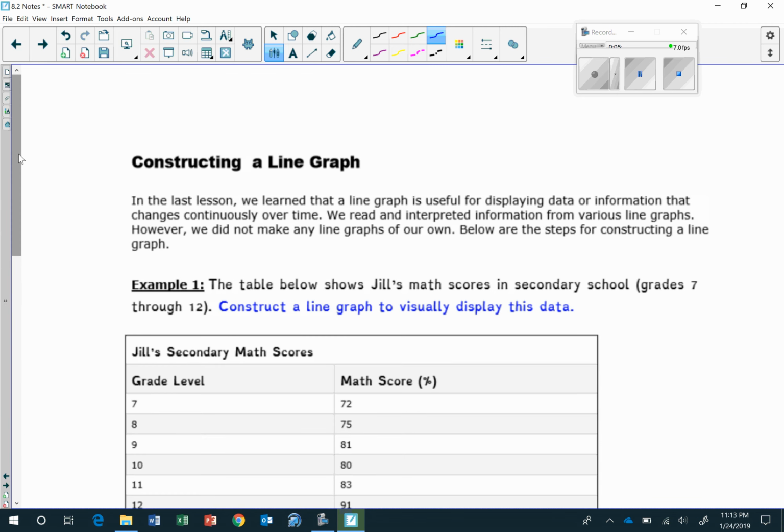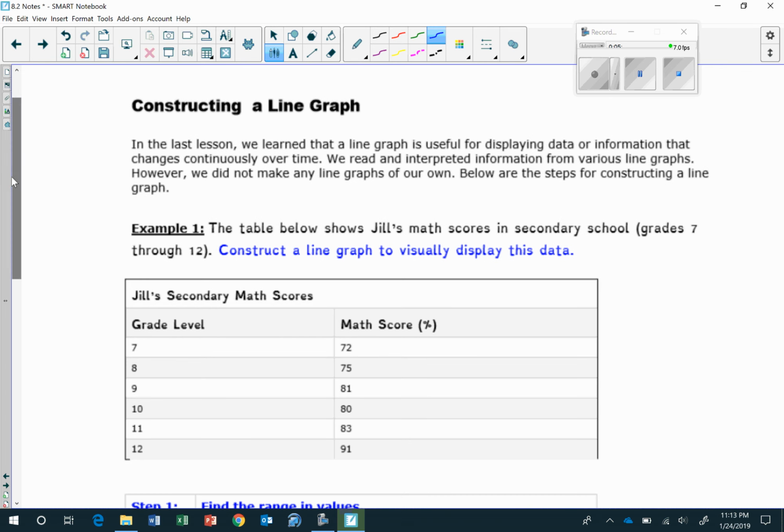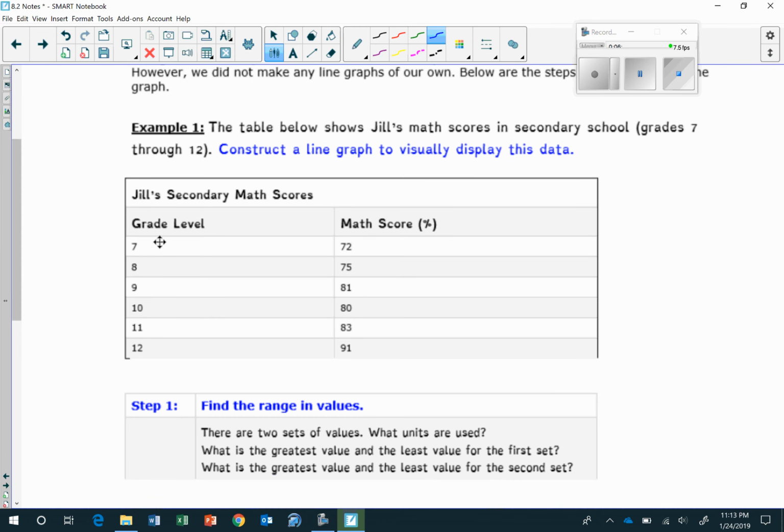So next we're going to look at constructing our own line graph. So let's look at our first example. Example 1 says the table below shows Jill's math scores in secondary school. Construct a line graph to visually display this data. So if you look, we've got grade level 7 through 12, and we have our math score for each one.